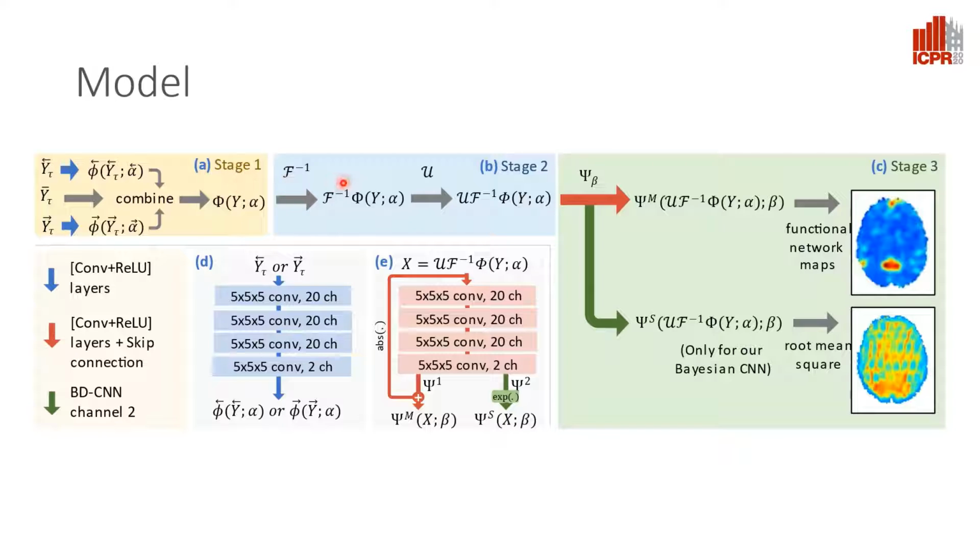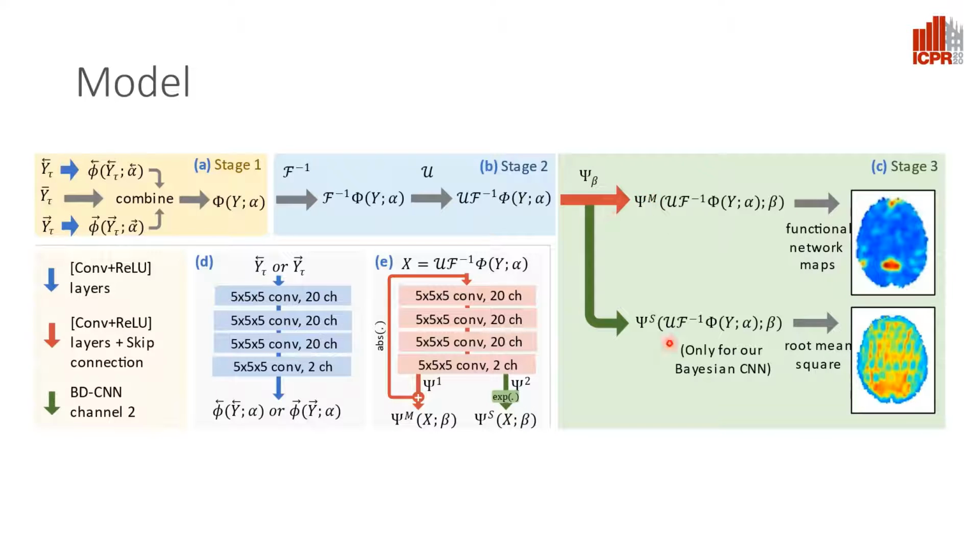Stage 2 applies 2D Fourier inverse transform to convert k-space to image domain. We further upsample this in time using simple linear interpolation. The third stage passes this crude approximation of the fMRI image through another 3D CNN for quality enhancement. This CNN is denoted by psi beta here.